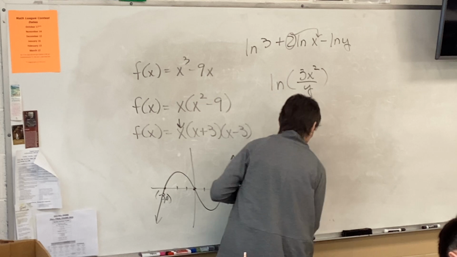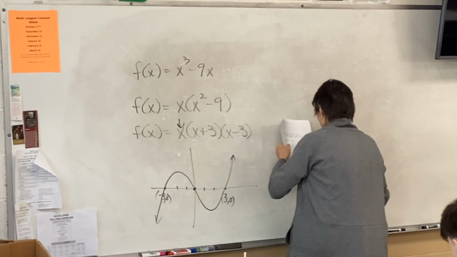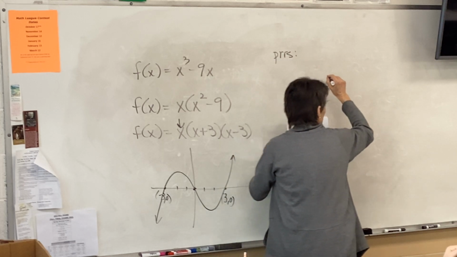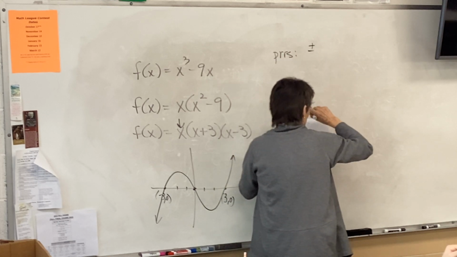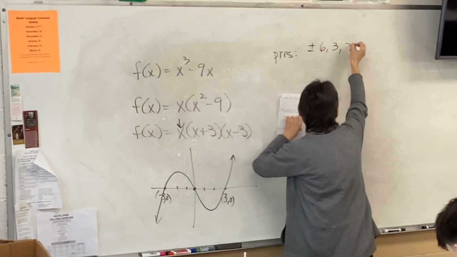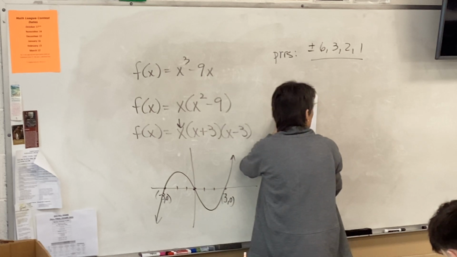All right, last one we'll do today. Find the possible rational roots. So we did this yesterday. How do we find our PRRs? Factors of 6, so that'll be 6, 3, 2, and 1, over factors of 3.